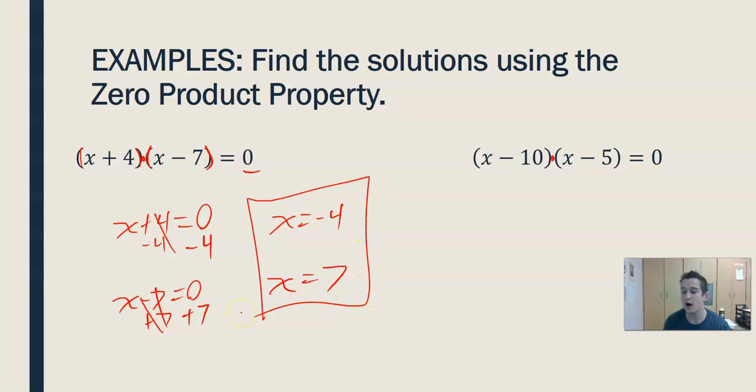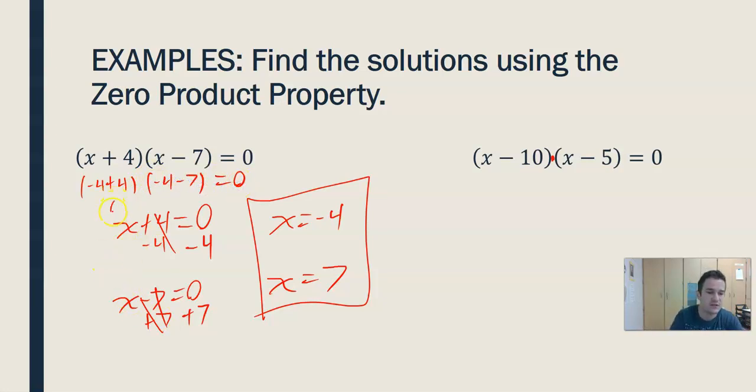So those are my two solutions. Those are my two zeros. Those are the two values that satisfy this equation. Let's double check and make sure that they actually do. So if I plug negative 4 back in here, I'm going to have negative 4 plus 4 times negative 4 minus 7 equals 0. Let's see if that's true.